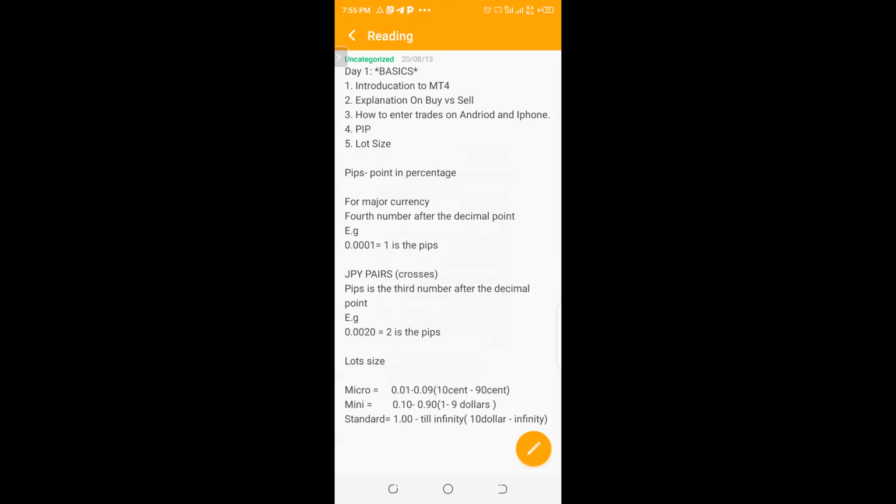Per pip, if you are using a 0.20, you're going to be making $2. Then the third type of lot size is standard lot size. Standard lot size ranges from 1.00 to infinity. All right, so we have 2 lot size, we have 10 lot size, we have 50 lot size, depending on your account.